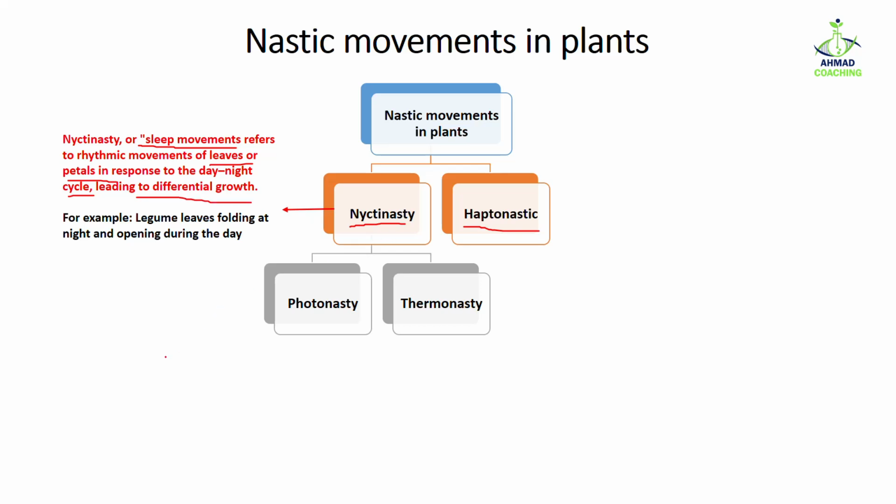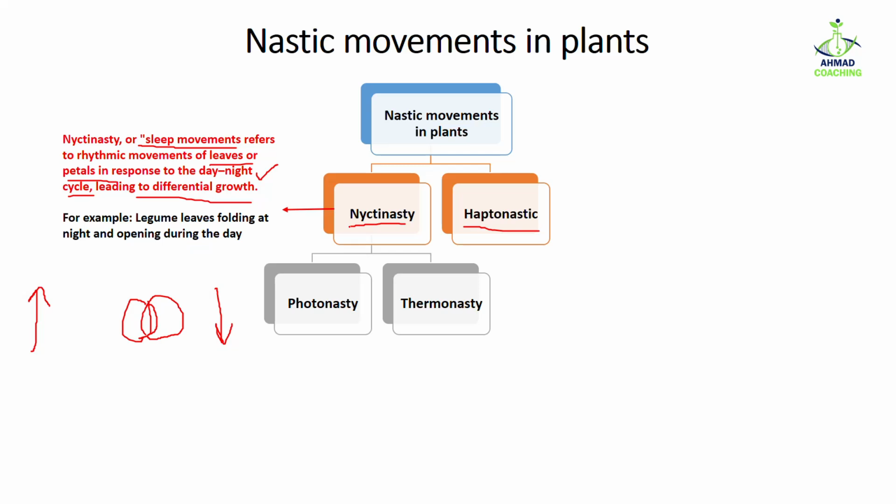For example, in the morning there is a huge amount of sunlight, which results in the opening of stomata. But in the night, when the light intensity decreases, the stomata will close. So this rhythmic movement which is associated with the day or night cycle is known as nyctinastic movement. Similarly, legume leaves folding at night and opening during the day is another example of nyctinasty.